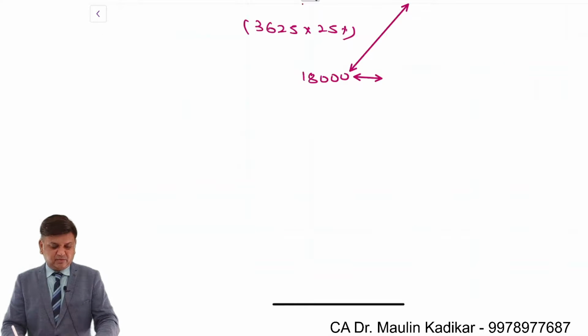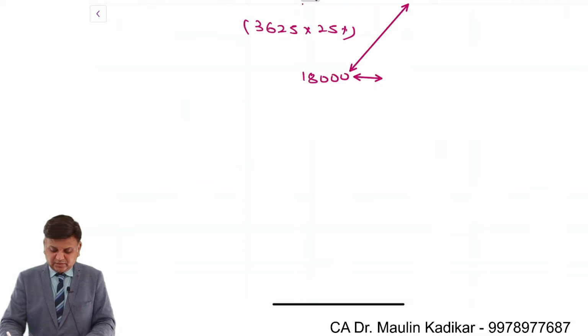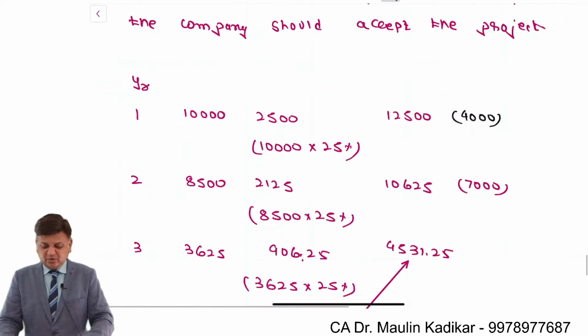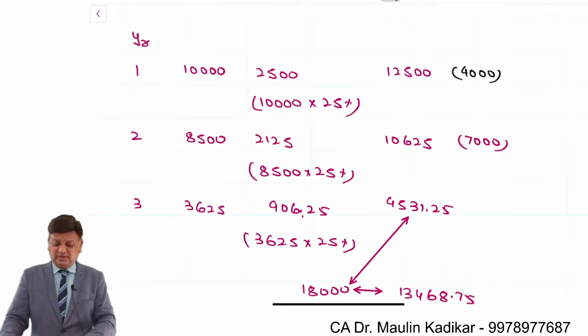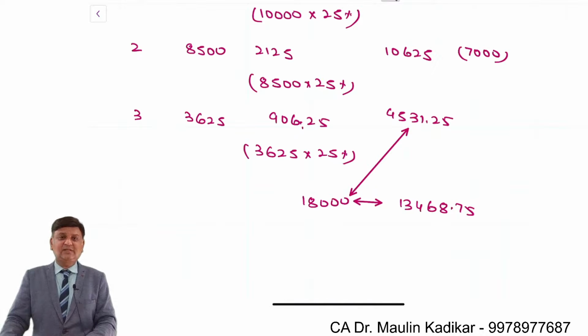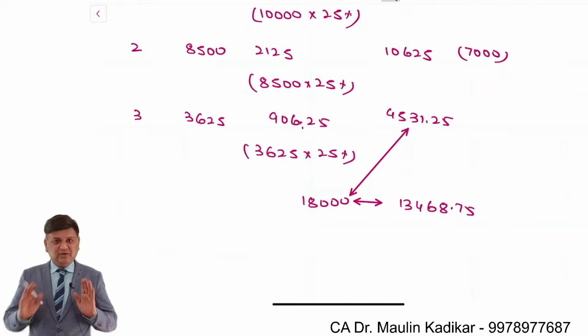What is the remaining amount? That is the surplus amount, 13,468.75. What does it mean? It means that after repayment of the entire loan, including interest, the entire loan is repaid, including interest, and you have a surplus of 13,468.75. Are you happy with this?